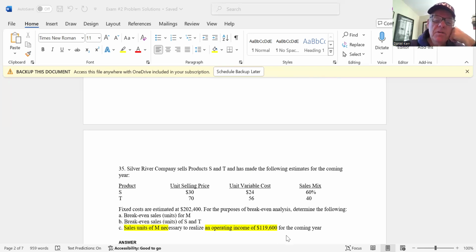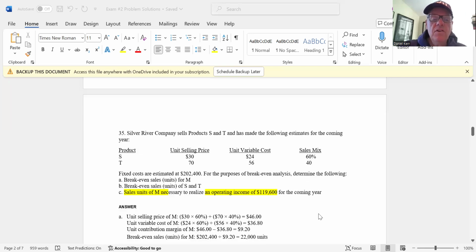Now, a couple of you lost a point here because we wanted break even in units, and you started to give me these things in dollars. So we didn't want break even in sales dollars. We didn't want the dollar amount of units that we had to sell to reach our profit goal. We wanted the number of units.